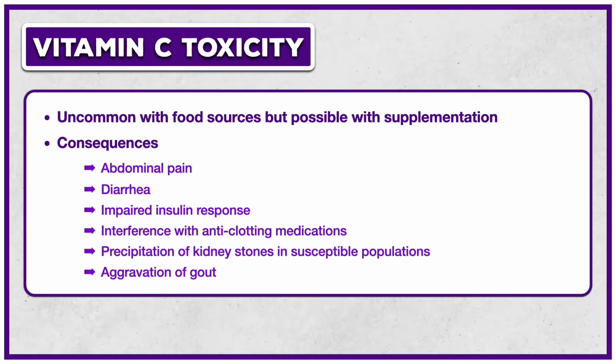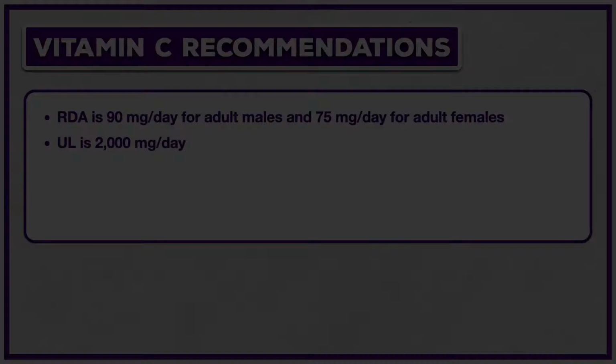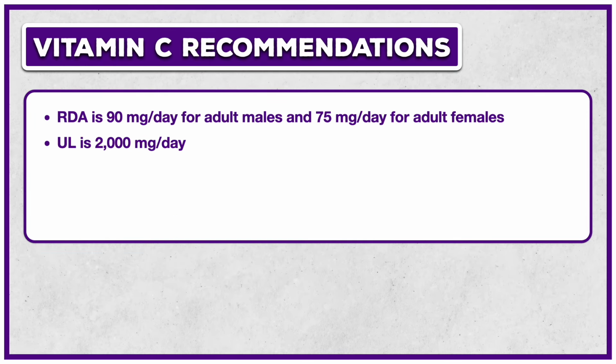Other consequences attributed to vitamin C toxicity include an impaired insulin response, interference with anti-clotting medications, precipitation of kidney stones in susceptible populations, and aggravation of gout for those with the disease. The RDA for vitamin C is 90 mg per day for adult males and 75 mg per day for adult females. The UL is 2,000 mg per day, meaning there's quite a wide range of safe intake.